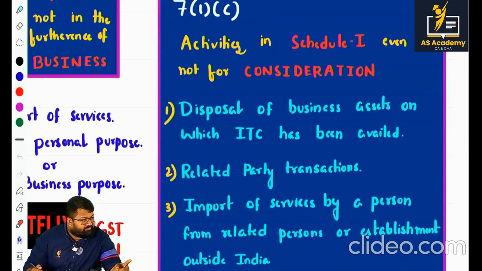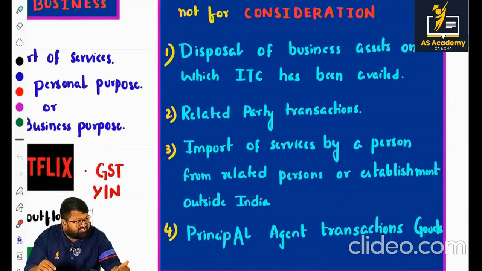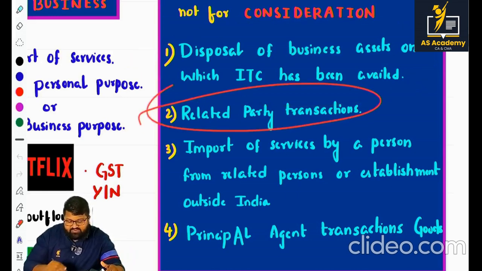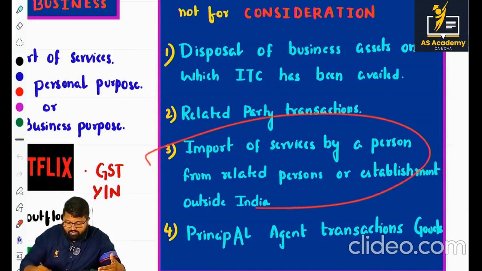7.1C. What is the schedule there? Not for consideration. What is the first one there? Disposal of business assets on which ITC has been availed. Sir, if I am disposing of any personal asset, then is it covered here, ma? There won't be any GST basically. And sir, on this good there is GST basically. GST is applicable. And what about the second one, ma? That we shall discuss in the future in the session itself. What about the next one, ma?